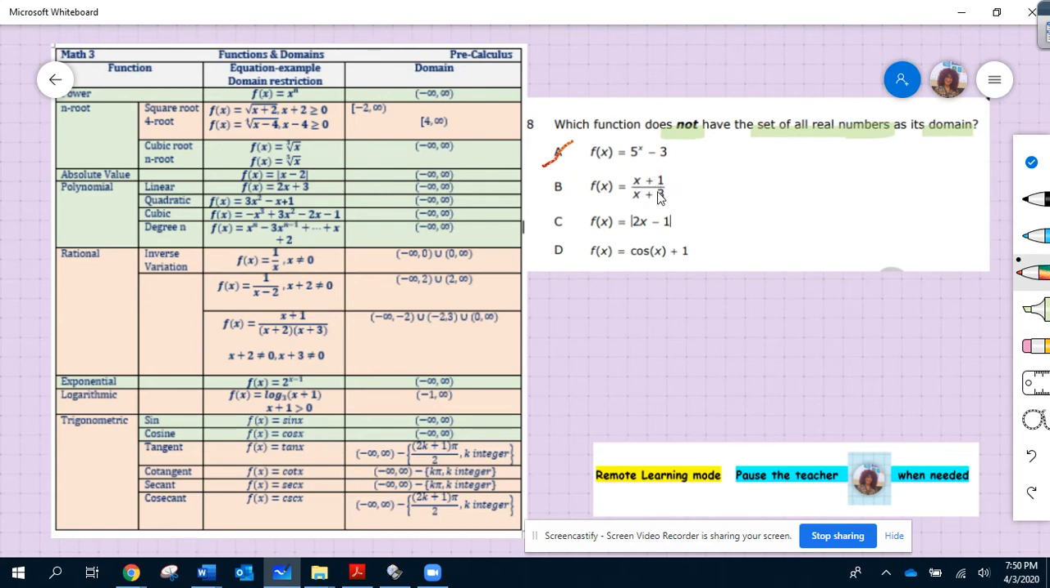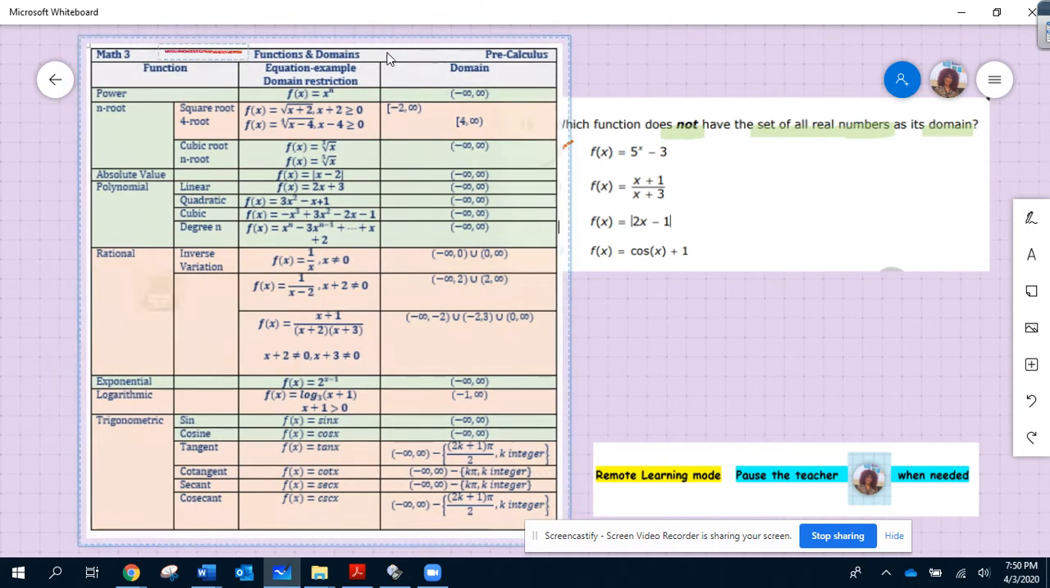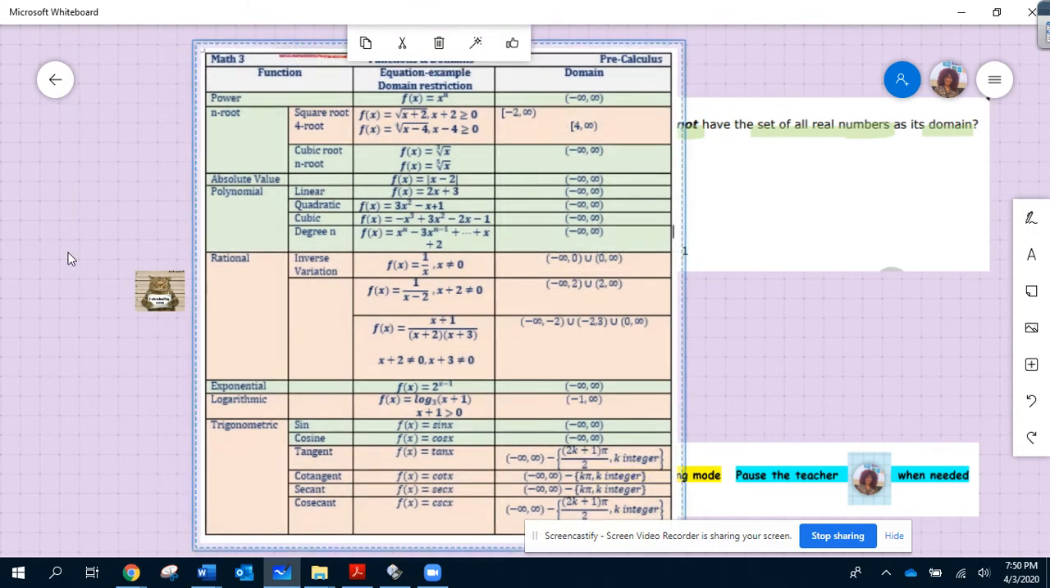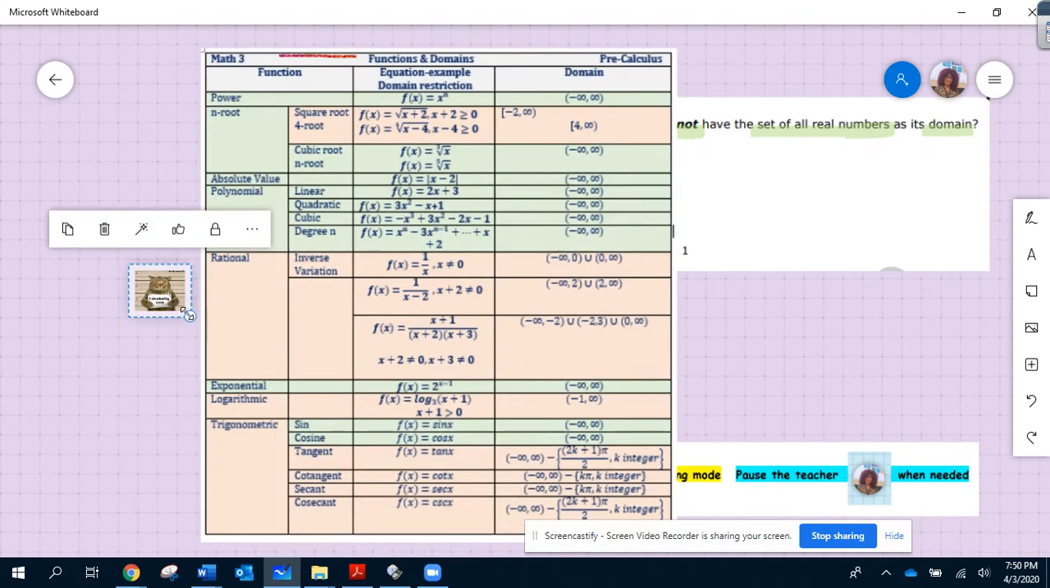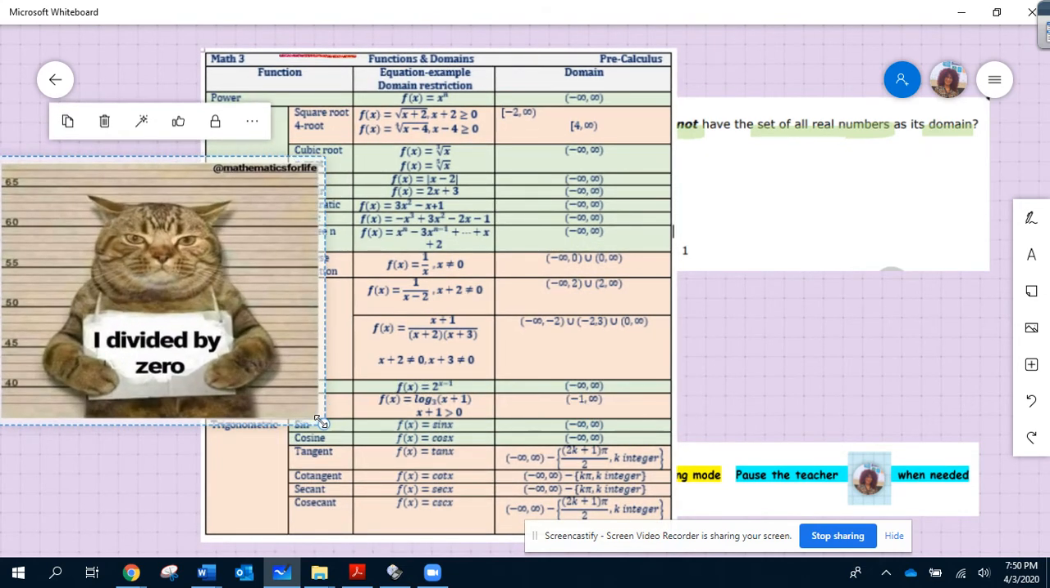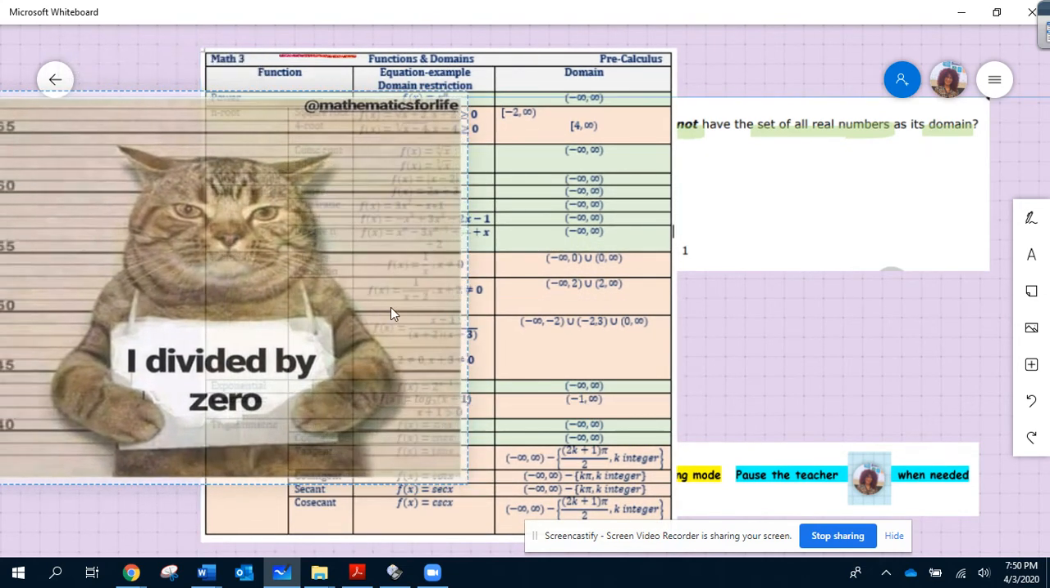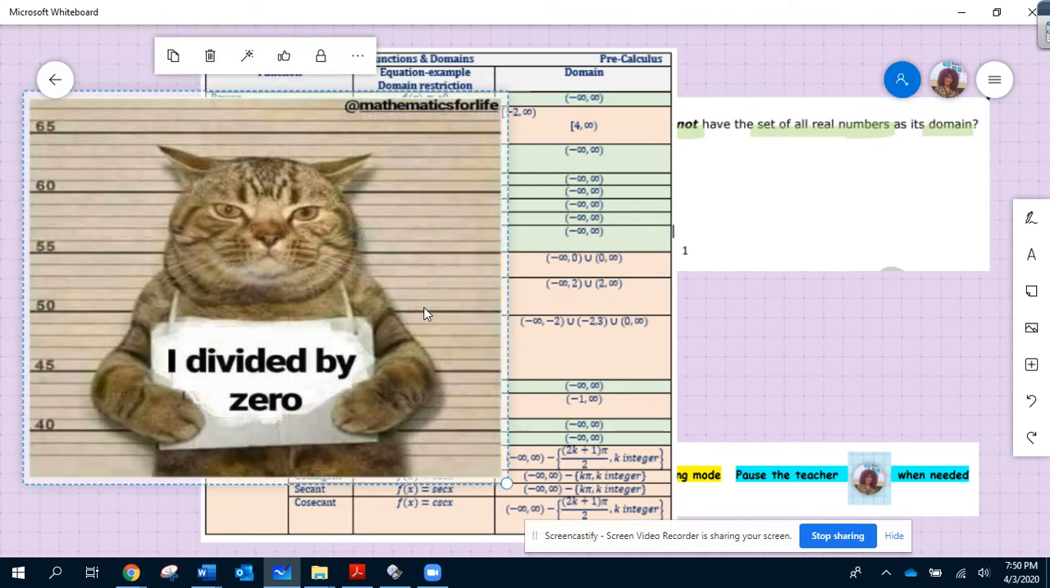Choice B, you have a ratio here. This is like a fraction. That's why it's called a rational function. This function has restrictions. And to remember these restrictions, I will show you a very cute meme from Instagram, and I hope that you'll remember this meme from the classroom and never forget it.